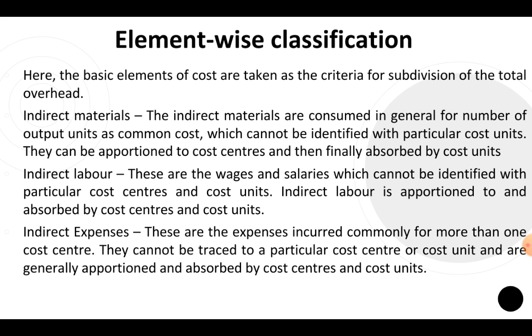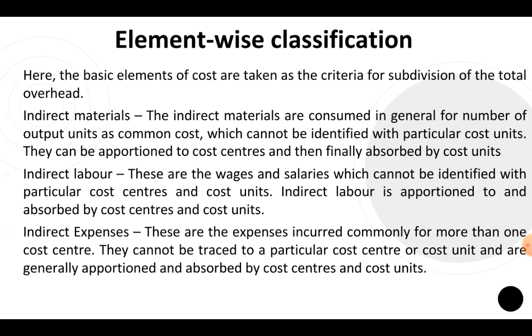classification under element-wise is your indirect expenses. So indirect expenses are basically the expenses which are incurred commonly for more than one cost center. They are going to be expenses which are incurred for multiple centers. So as a result, because they are going to be used among different centers, we cannot trace exactly which particular cost center or cost unit they belong to. Okay, so the indirect expenses again are generally going to be apportioned and absorbed by cost centers and cost units.